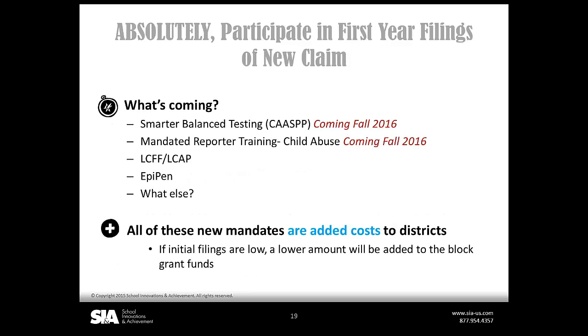Here's what's coming up: the smarter balance testing that we just talked about and mandated reporter training. These two mandates, these two laws are already in the test claim process, and we have other new laws that should be reimbursable activities, cost round, LCFF, and LCAP are examples. Now remember, all new mandates are added costs, and if initial filings are low, then a low amount is going to be rolled into the block grant.